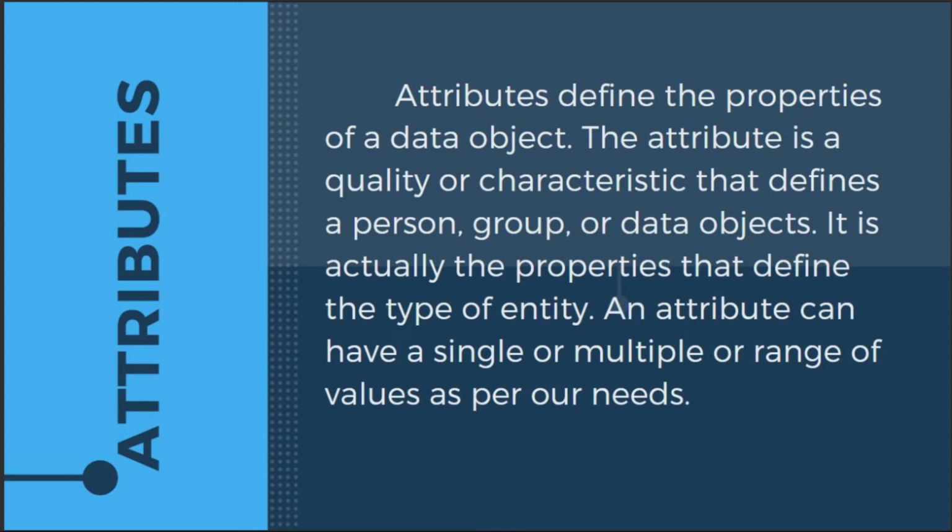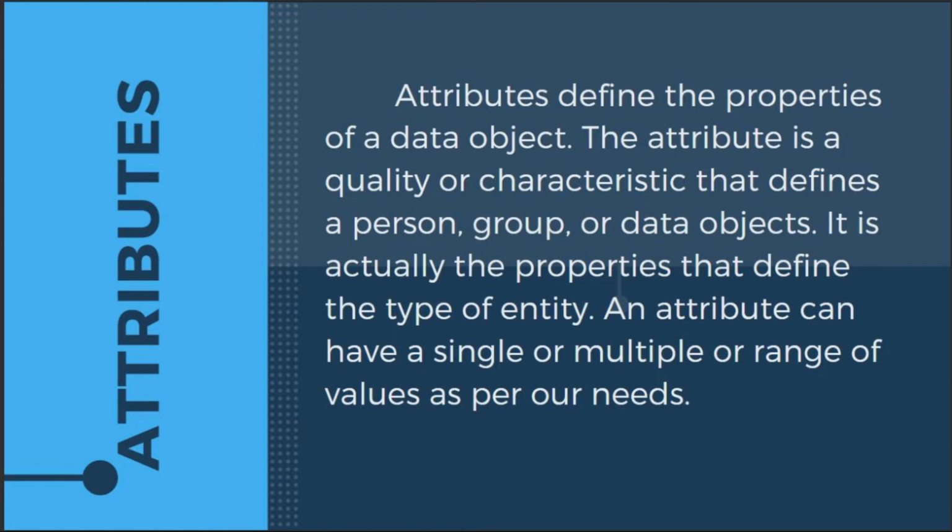Attributes define the properties of a data object. An attribute is a quality or characteristic that defines a person, group, or data object. It is actually the properties that define the type of entity. An attribute can have a single or multiple or a range of values as per our needs.